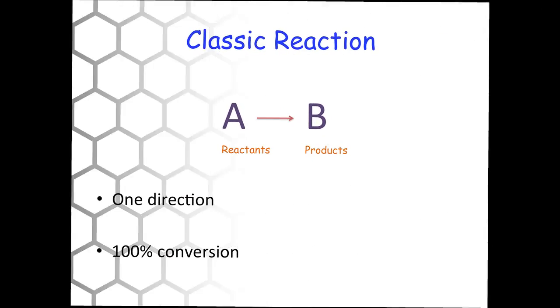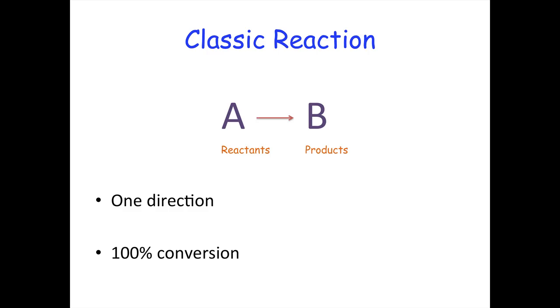Right, so the classic reaction. When you start chemistry, you know that you have reactants, and reactants are converted to products. And you see this single-headed arrow here, showing that it goes in one direction. It goes from reactants to products, and there is 100% conversion, meaning that all of the reactants are converted to products, and the reaction goes to completion.